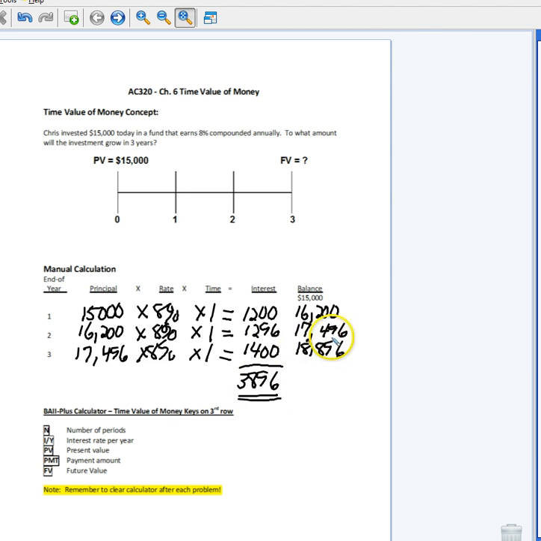So let's put what we know down here up on our time schedule. So at the end of year 3, he would have $18,896 in his investment. So the difference between the present value and the future value, right? Here's present. Here's what it grew to in the future, $3,896. And ignoring inflation, the only difference between a value today and a value in the future is interest. Okay? So that's a concept we want to keep in mind.